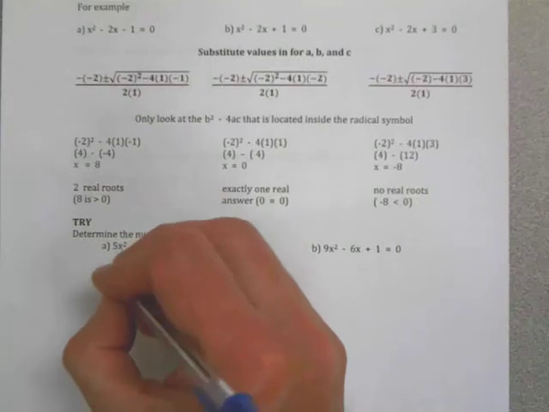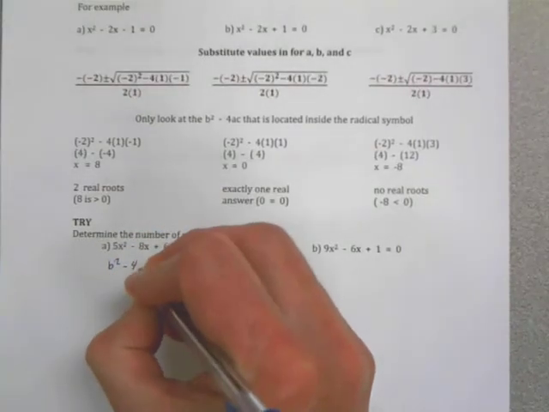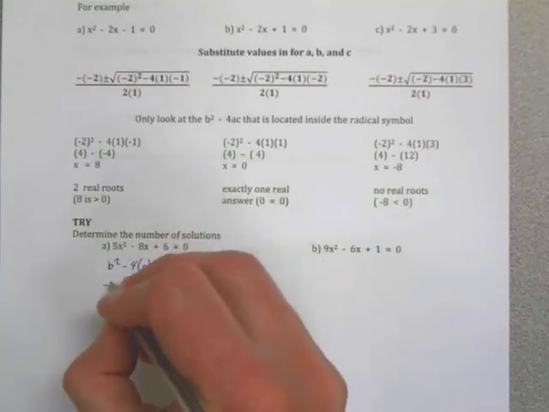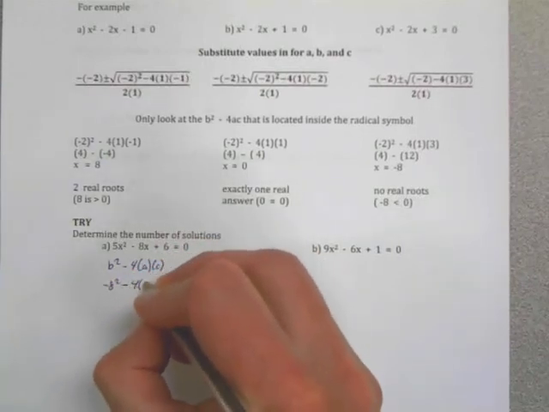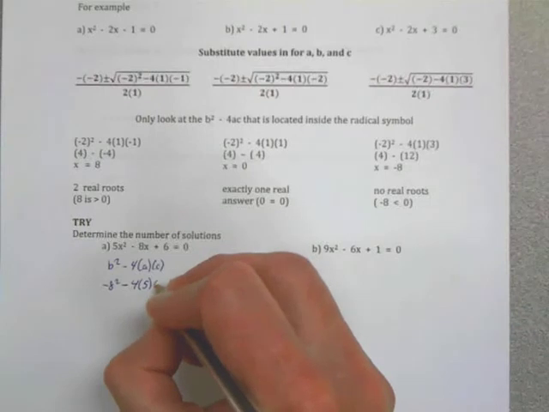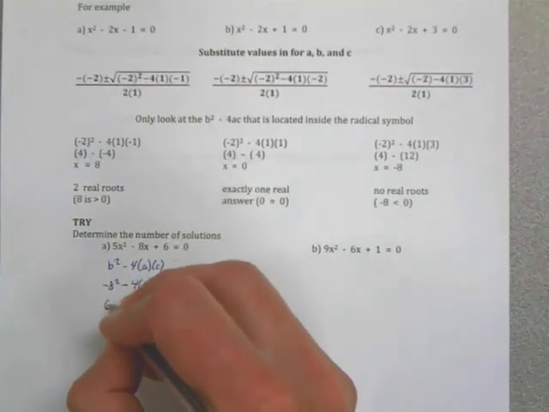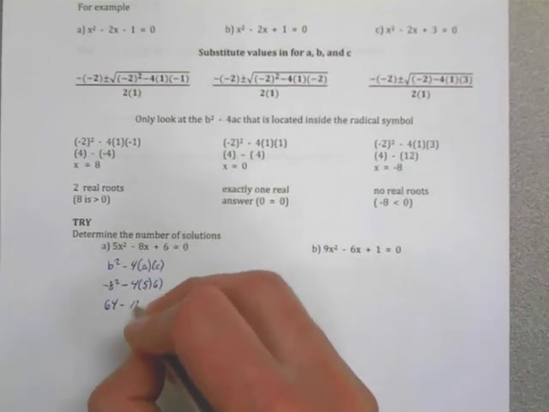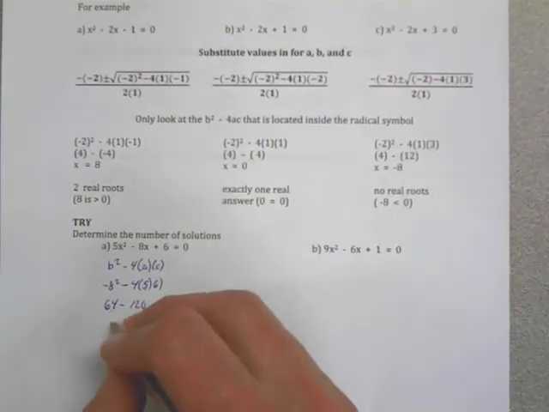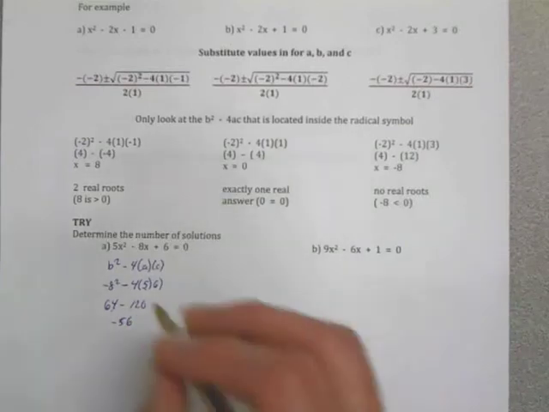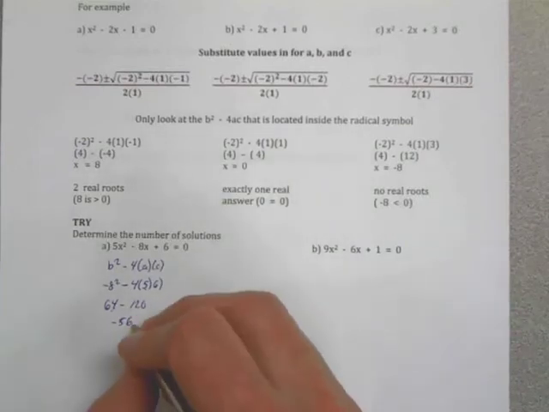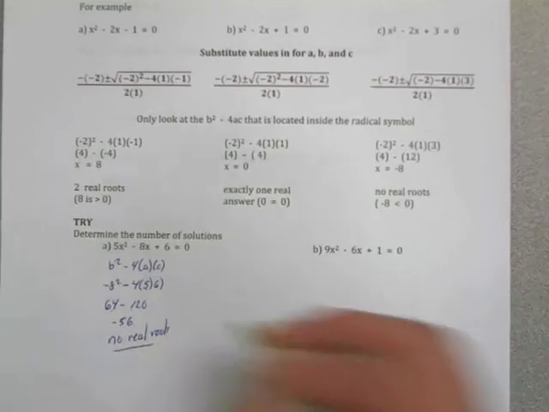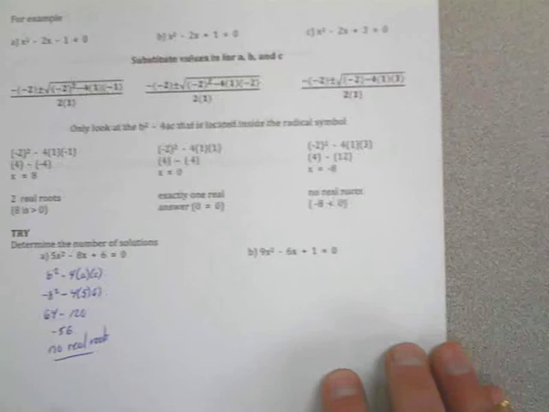So you're just going to work with b squared minus 4 times a times c. So b is my negative 8 squared minus 4 times a, which is 5, times c, which is 6. Negative 8 times negative 8 is 64. 4 times 5 is 20. 20 times 6 is 120. 64 minus 120 is negative 56. What's a negative? That means it's less than 0, so it has no real roots or answers. Very simple. Okay?